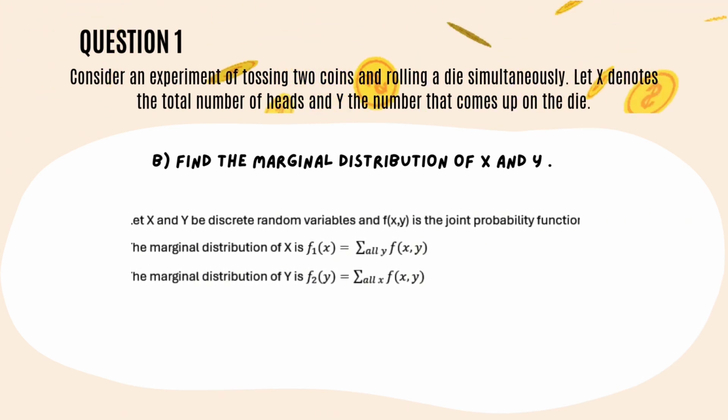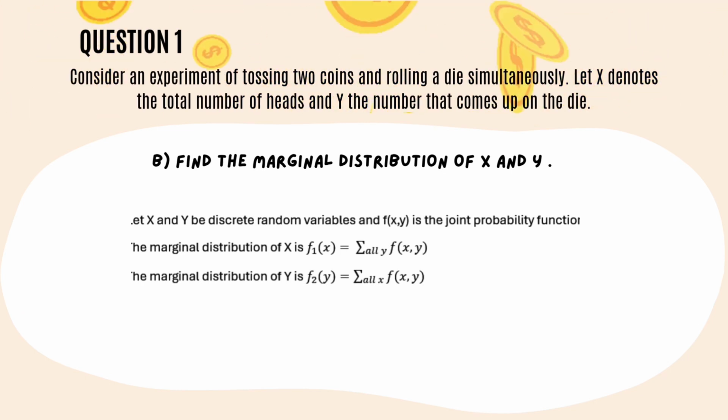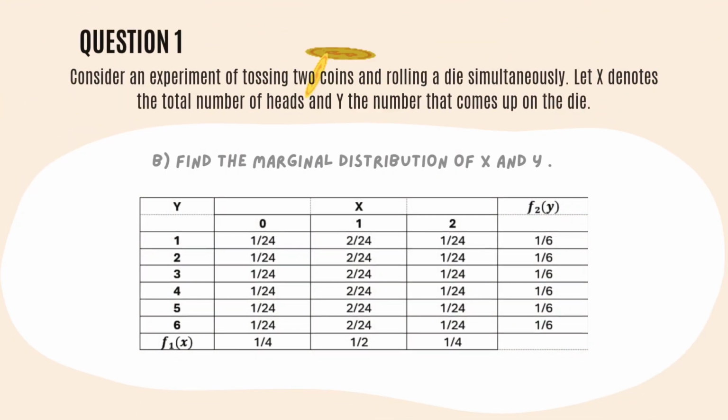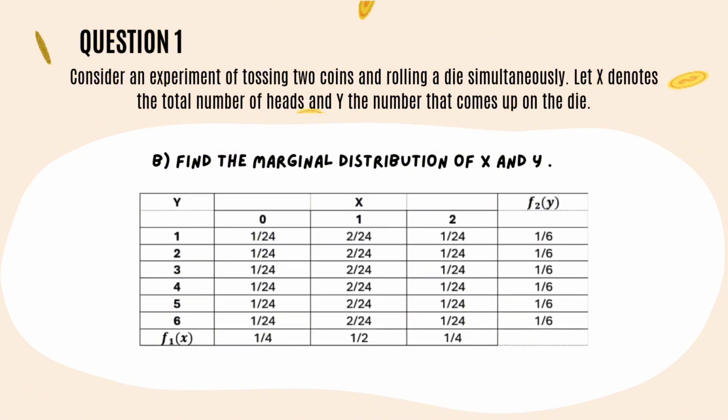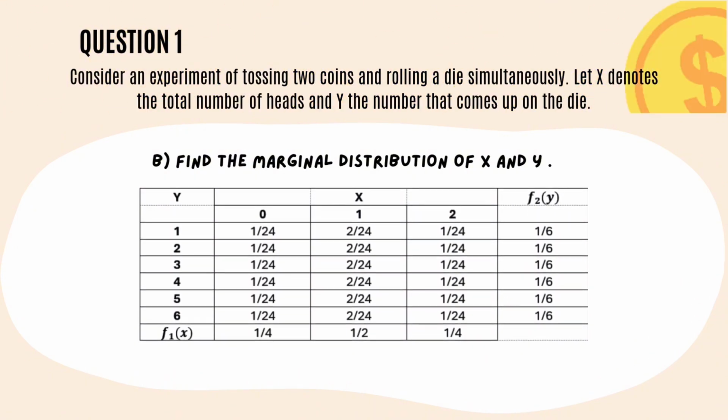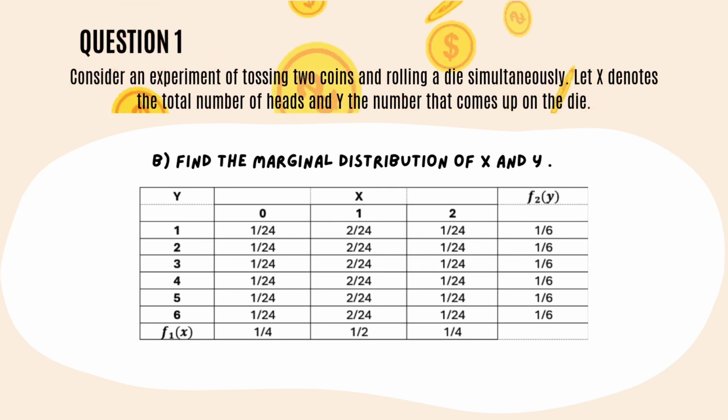So let X and Y be discrete random variables and fxy is the joint probability function. The marginal distribution of X is fx equal to the sum of fxy over all Y, and the marginal distribution of Y is fy equal to the sum of fxy over all X. Next, for the marginal distribution, we can just use the table from the joint probability distribution and add another column and row for fx and fy.